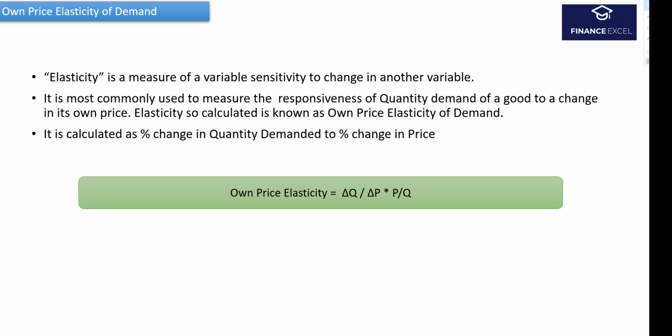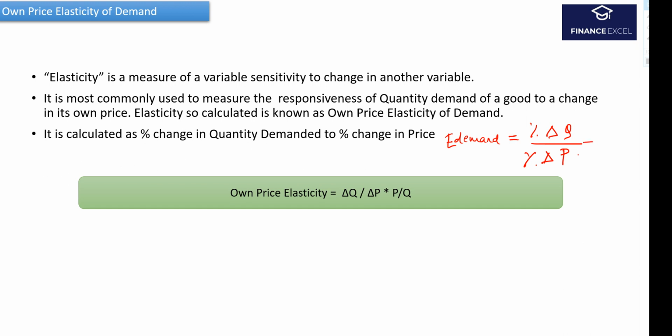Hi guys, so in the previous session we were discussing own price elasticity of demand. We had ended at this point. Now what is elasticity? Elasticity is a measure of a variable's sensitivity to a change in another variable, and it is commonly used to measure the responsiveness of quantity demanded of a good to a change in its own price. So elasticity, so calculated, is known as the own price elasticity of demand, and own price elasticity of demand is calculated as percentage change in quantity by percentage change in price.